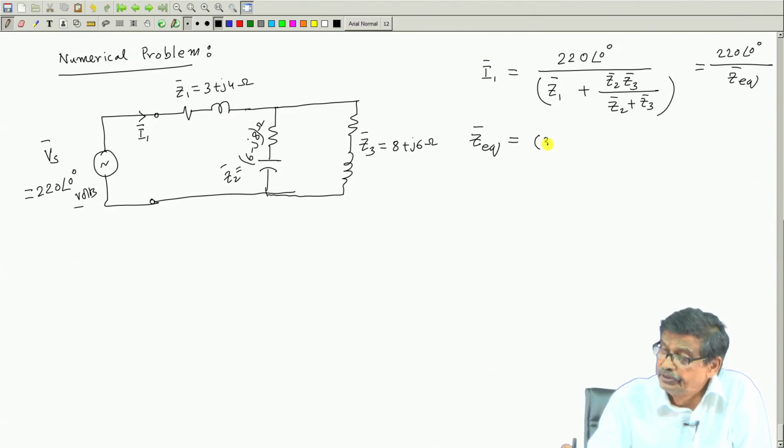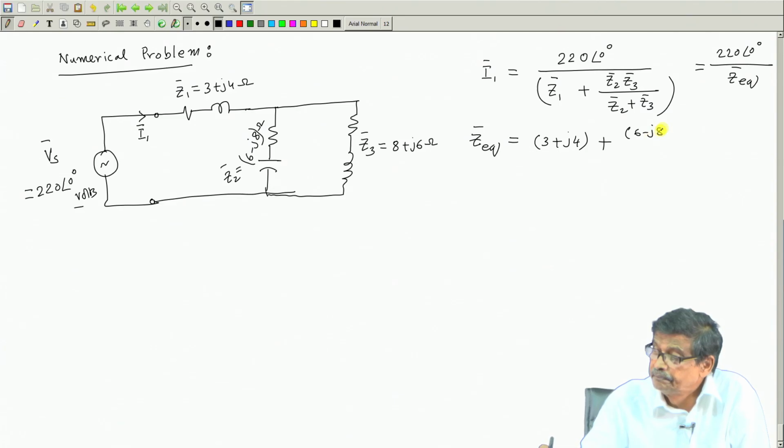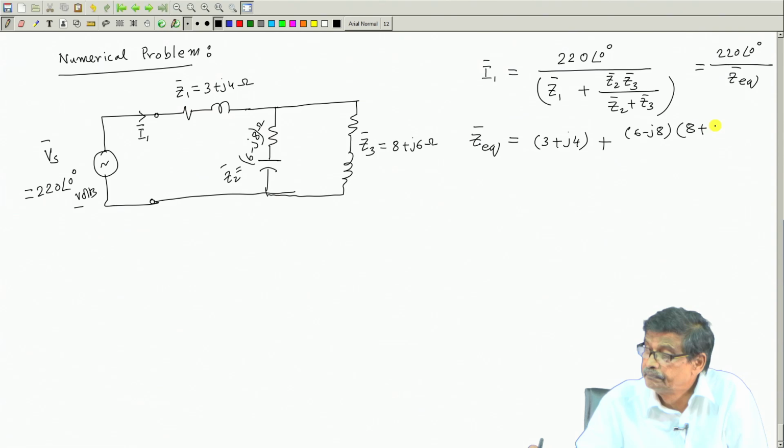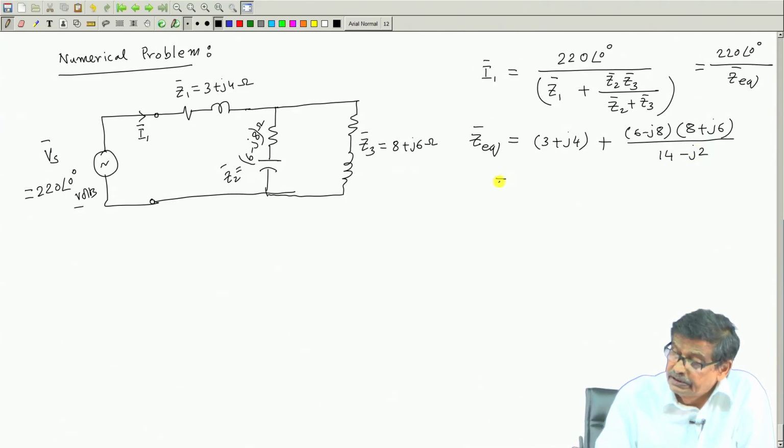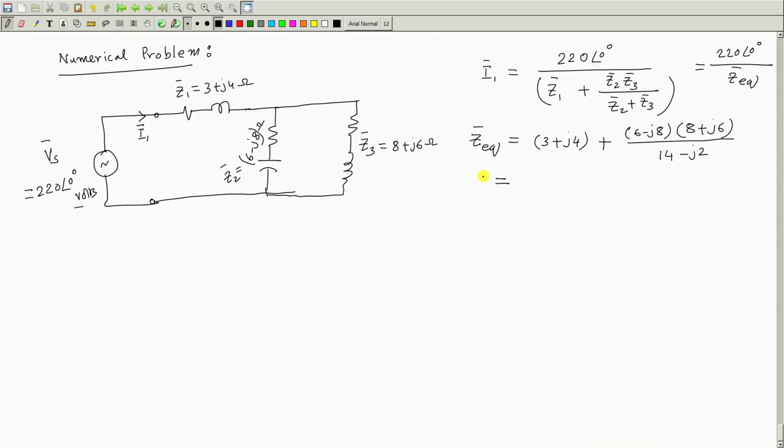Put the numbers: 3 plus J 4 plus 6 minus J 8 into 8 plus J 6, divided by the sum of these two, which will be equal to 14 minus J 2. If you calculate it out, which I have calculated, hopefully I have not made a mistake, it will come out to be 10 plus J 3 ohm.